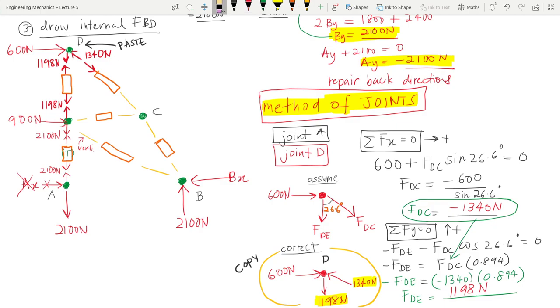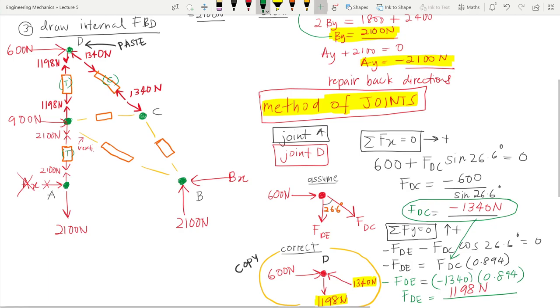So follow through until the end. This one also has to be in this direction. And then this one opposite direction like that. Same value, 1340 Newton. So one thing that we forgot to label is the condition. This one will be in tension because both forces are going out. This one will be in compression because both forces are going inside.